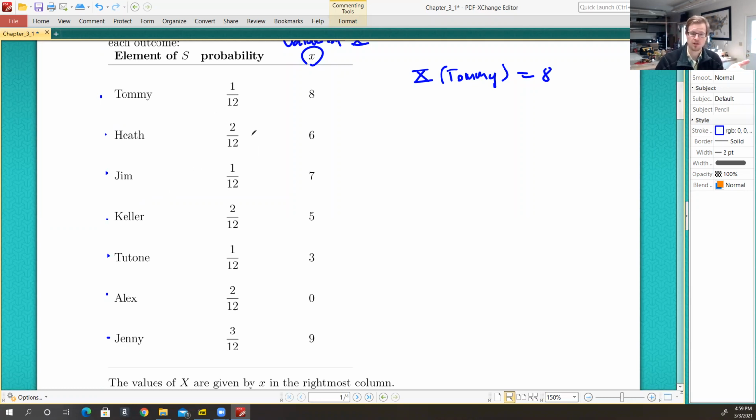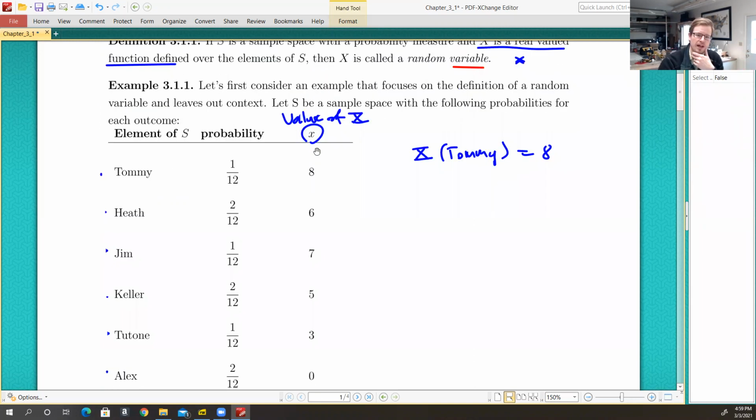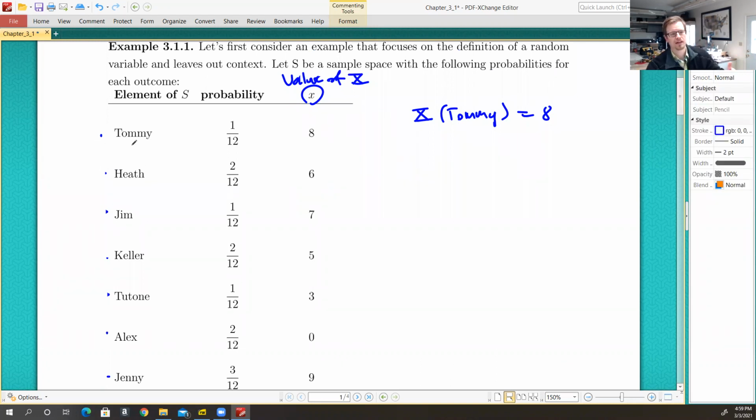We want to observe that this is in fact a probability measure. We should have that the probability of anything is greater than or equal to 0, which is true. The probability of the sample space occurring is 1: 1/12 plus 2/12 plus 1/12 plus 2/12 plus 1/12 plus 2/12 plus 3/12 is in fact 12/12, which is 1. So yes, the probability of the sample space is 1. And each of these outcomes is distinct from one another, so if I want the probability of Heath or Jim, it would be 2/12 plus 1/12, the sum of the individual probabilities.